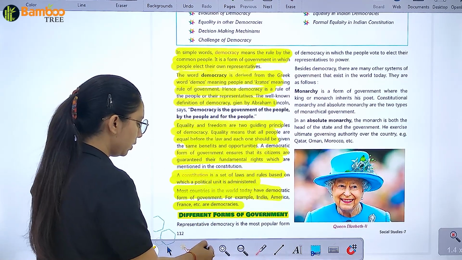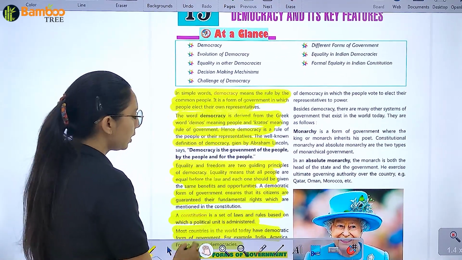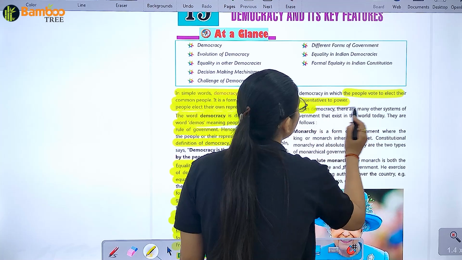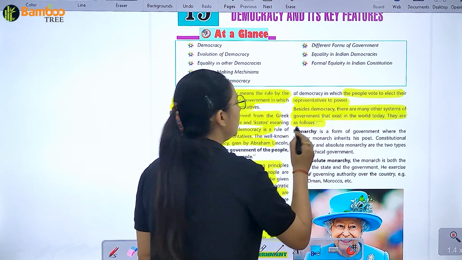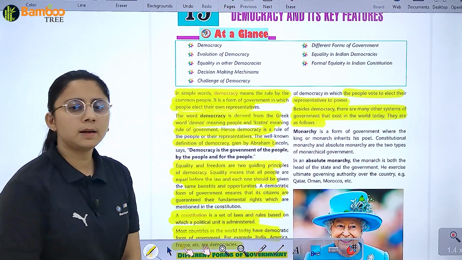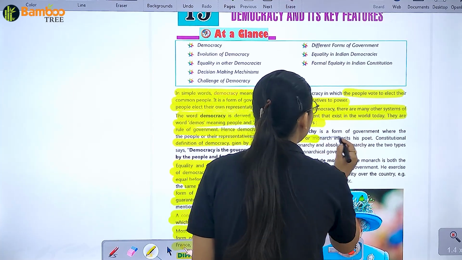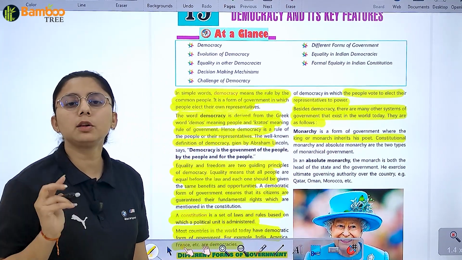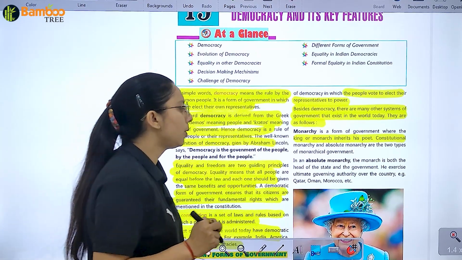Now, different forms of government. We have the representative form of government, in which people vote to elect their representatives. Besides democracy, there are many other systems of government that exist. They are monarchy, where a king or monarch inherits his court. Constitutional monarchy and absolute monarchy are the two types of monarchical form of government.